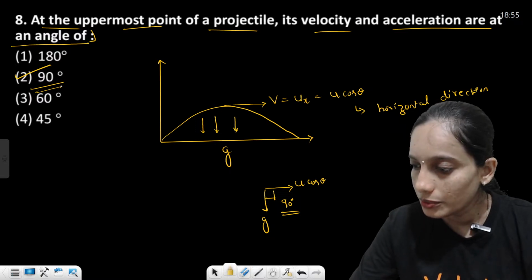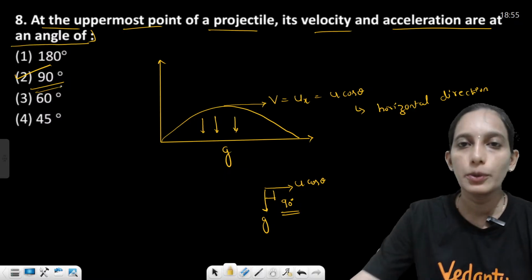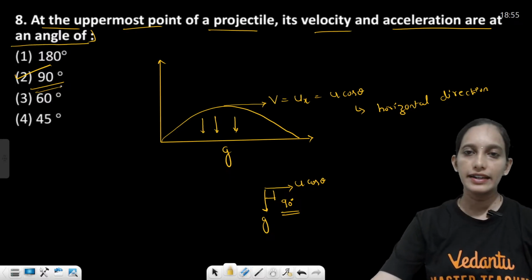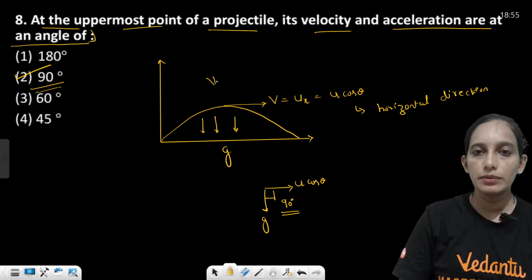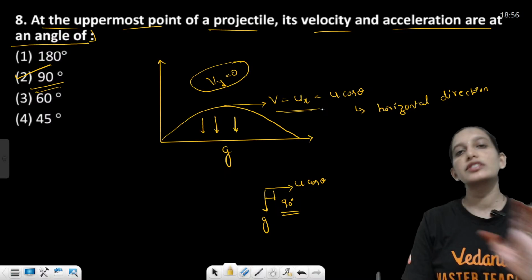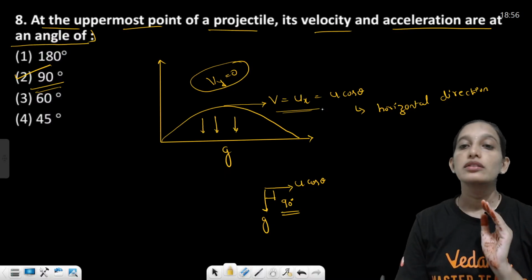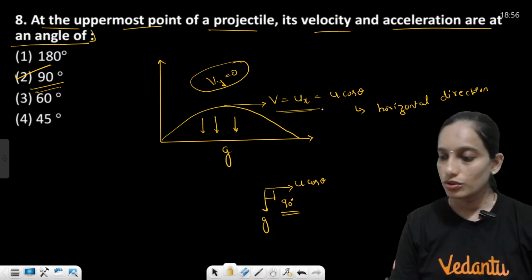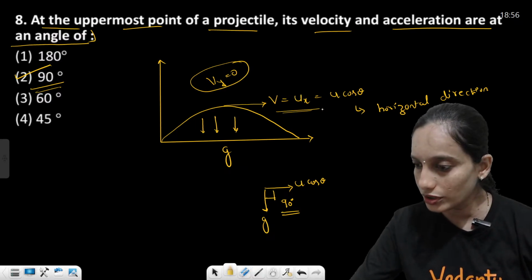Hope all of you got it. It's a simple straightforward question. So at the topmost point or uppermost point, vy will be equal to 0. Okay, and total velocity is simply equal to velocity along the horizontal direction, which is u cos theta. Okay? So shall we go ahead to the next question? Quick response please.